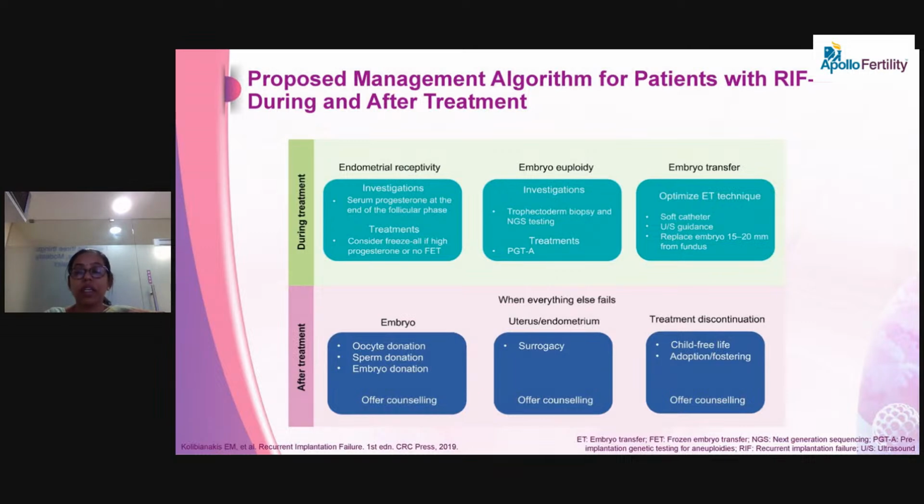Next, going to the embryo transfer technique: a very meticulous and gentle method of embryo transfer without injuring the endometrium, precisely placing the embryo in the uterine cavity under ultrasound guidance, using soft catheters, removing the cervical mucus, and avoiding injury to the endometrial lining. All these simple things can help to achieve a result in an embryo transfer. Next, if there is a problem with the embryo quality, if there is a risk of aneuploidy, even if PGTA says aneuploid embryo, talking to the couple about changing the gametes can help them achieve a result.